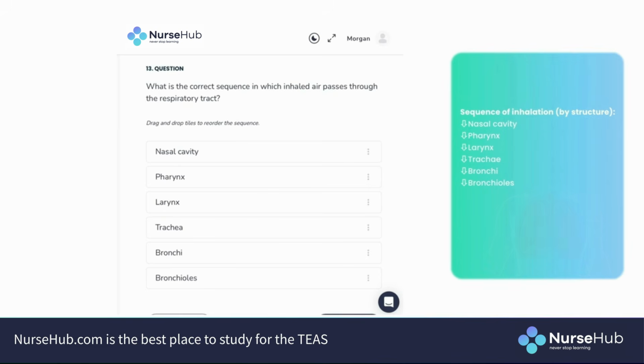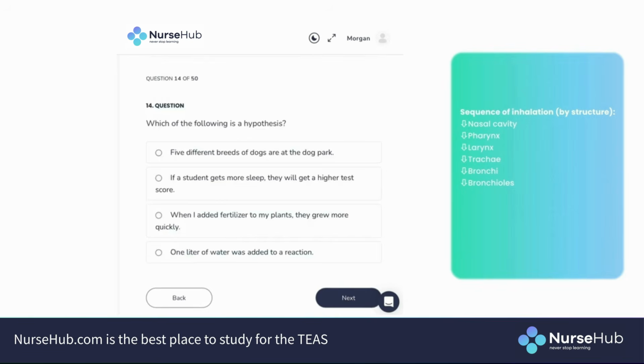The trachea then splits into a left and right bronchi, with each side dividing further into smaller bronchioles. While some bronchioles may directly be involved in gas exchange, the majority of them are part of the conducting airway, which simply moves air through the respiratory system to get to the alveoli, where most of the gas exchange occurs. So the correct order here will be first nasal cavity, then pharynx, larynx, trachea, bronchi, and bronchioles. Okay, so this is the correct order, and we can press next and move on to the next question.